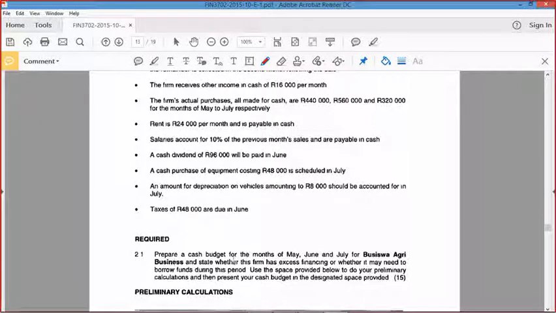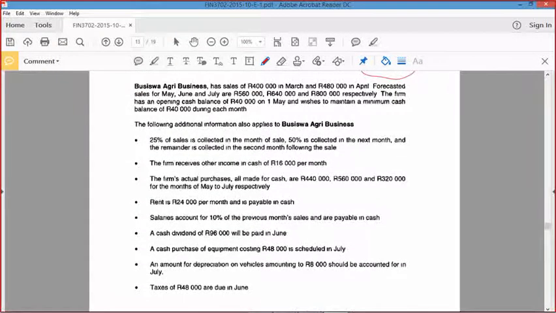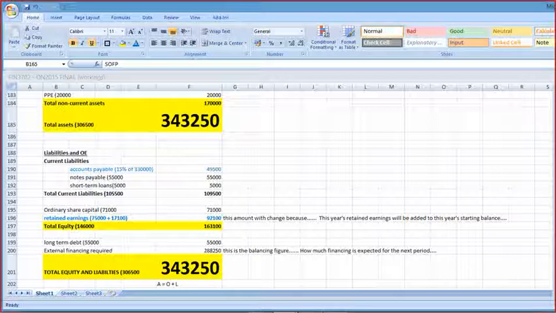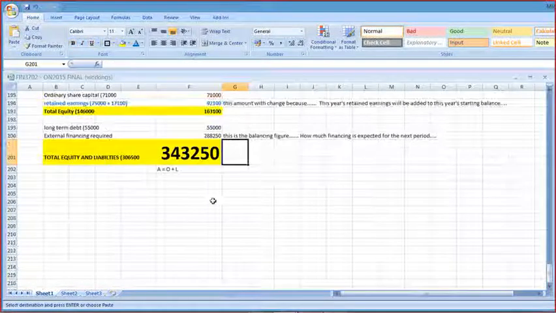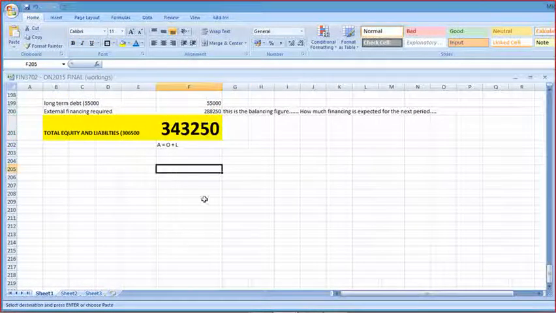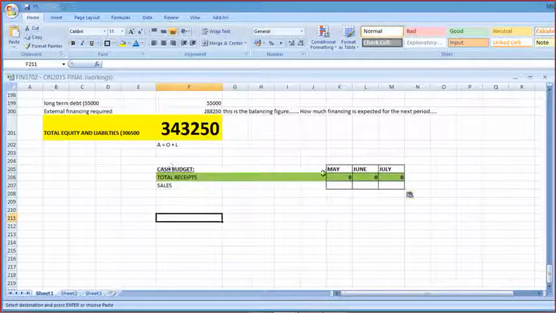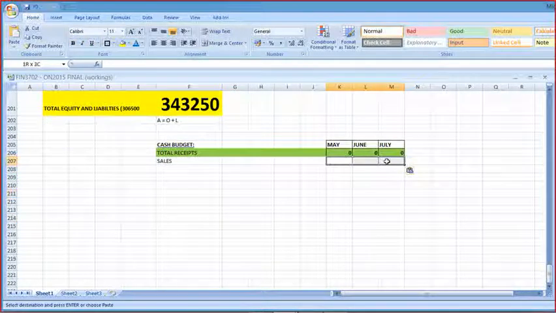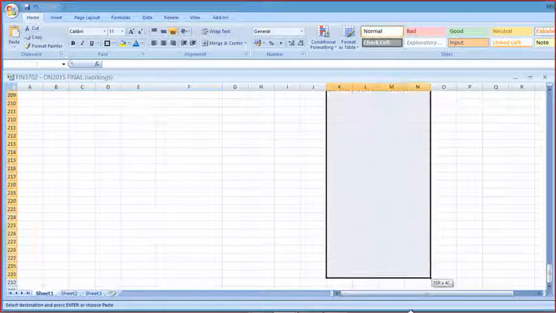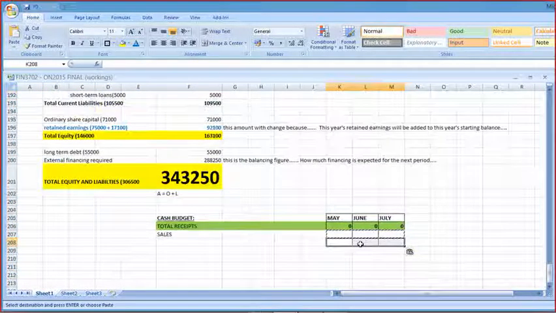They said, prepare a cash budget for the months May, June, and July. So what do I need to do? I need to draw up columns for May, June, and July. What does a budget look like? Well, a budget's going to have a section for receipts and payments. First months. Yes, all the months, correct. So there's the cash budget. We're looking at those months. So we need all of these columns.